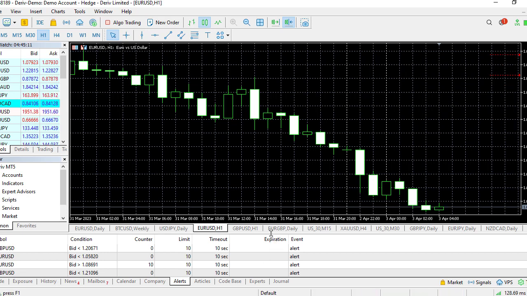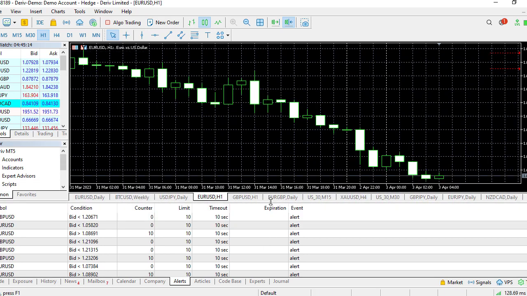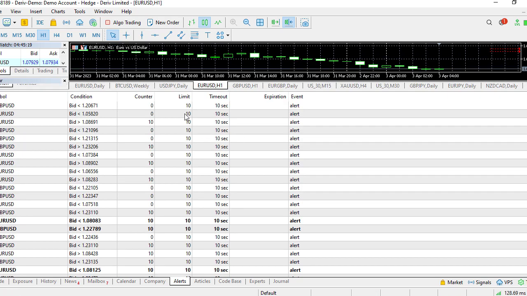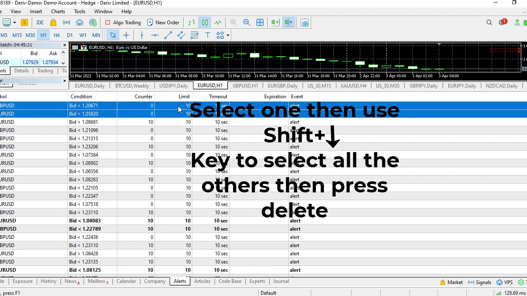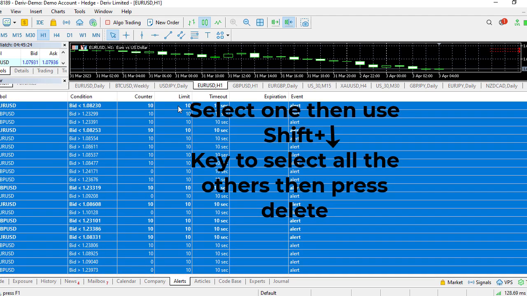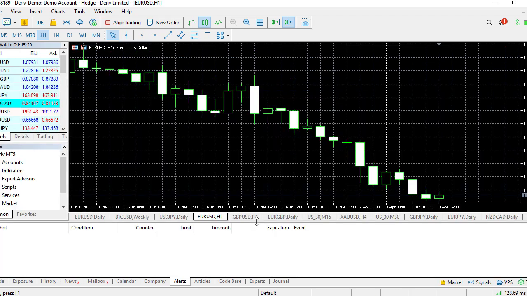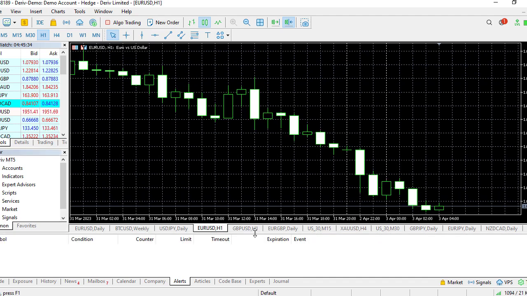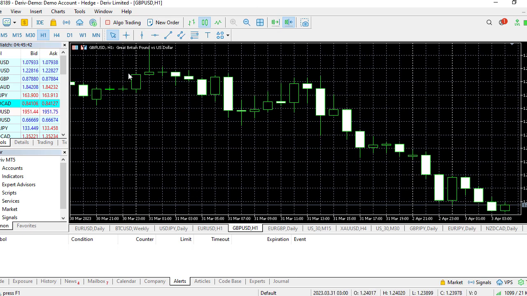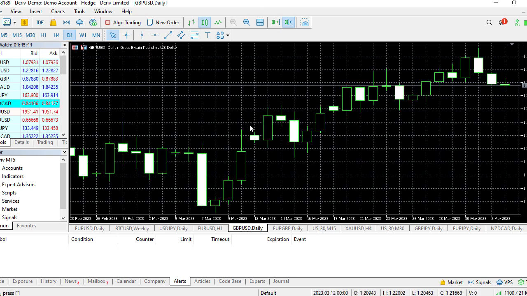Then next I go to my alerts. I raise it up, select everything, delete. So I clear everything. I know that I'm starting brand new, a new week, and I start putting everything together, of course starting from the daily time frame. I do the same thing for Euro USD and Pound USD.